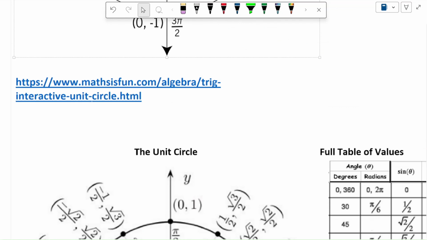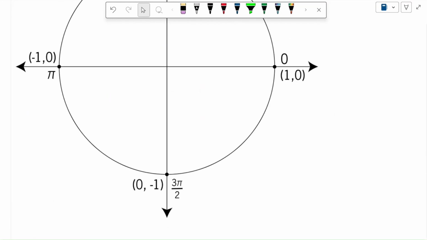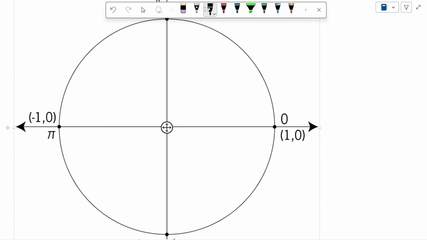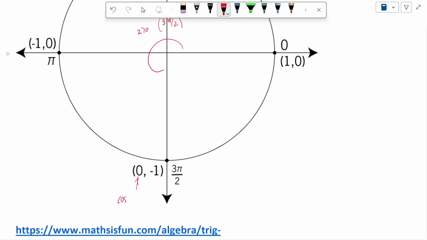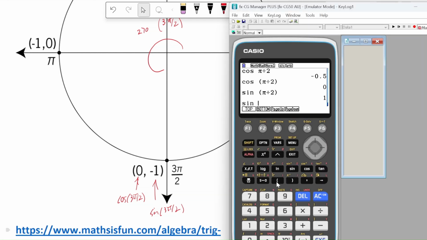One more example, or two more examples. If we look at this angle down here, so I'm going to make this angle here, which is 270 degrees, or it is 3 pi over 2 radians. I'm expecting the cos of 3 pi over 2 to be 0, and sine of 3 pi over 2 to be minus 1. Now I'll just check one of these in the interest of time, but sine of 3 pi over 2. Oh my goodness, minus 1.